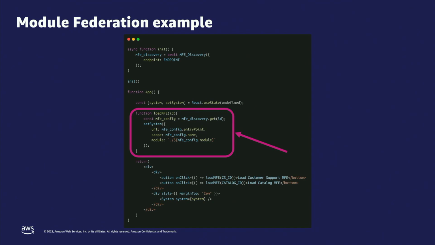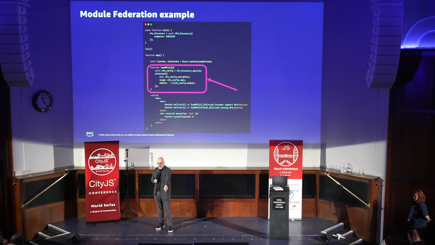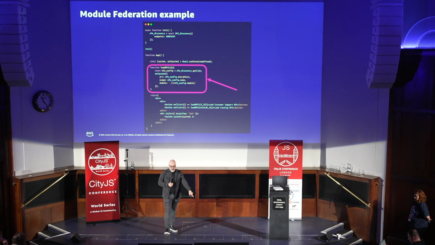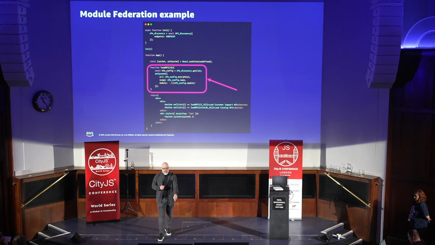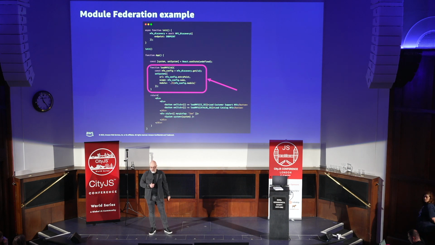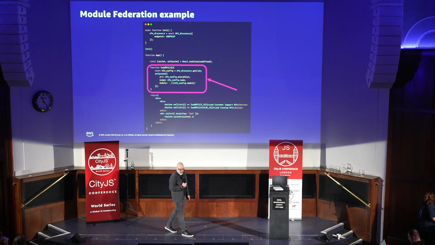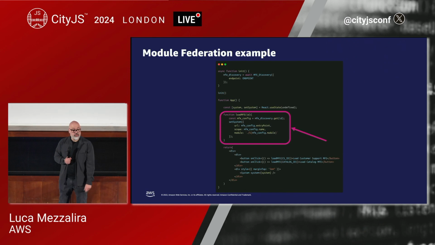So you download any type of example with Module Federation. You plug in this library that is probably less than 100 lines of code. And you use Module Federation exactly like you always use. The only thing you change is that you have microfrontend discovery.get. You pass the ID of the microfrontend, and you have all the information that you need.